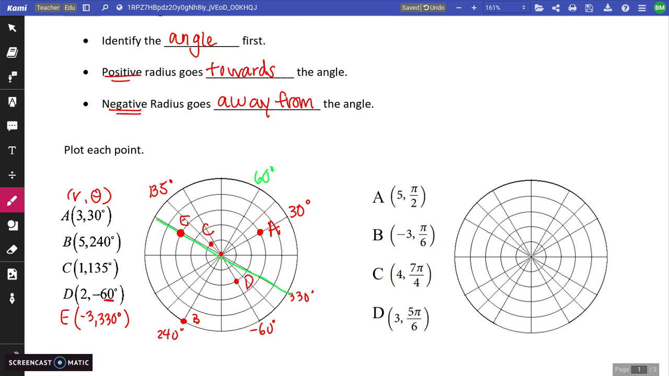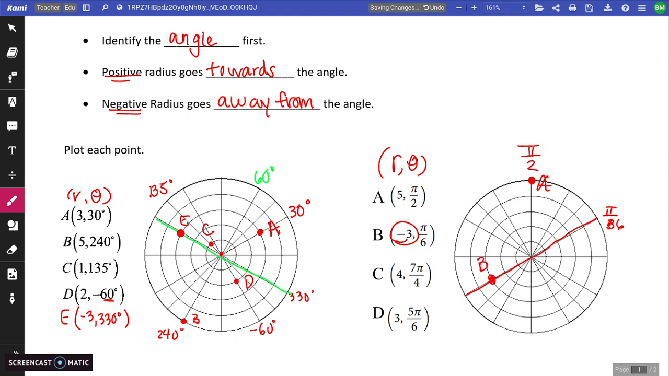Now, the second group, I'll do a couple of them. We have our angles in radians. So it's same exact process. Again, r and theta. So I'm going to identify my angle first, pi over 2. That's the same as 90 degrees. And 5 units towards pi over 2 gives me point A. And then pi over 6 is the same as 30 degrees, but this time I have a negative radius. So I'm going to go 3 units away from pi over 6. So 1, 2, 3 puts me right here for point B.